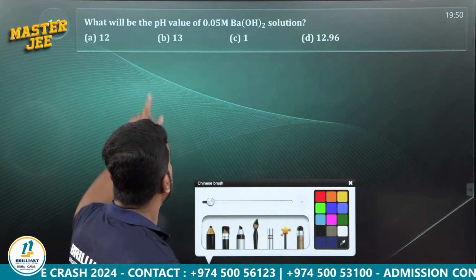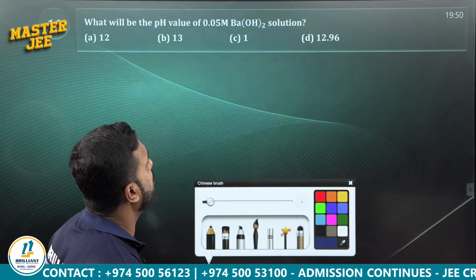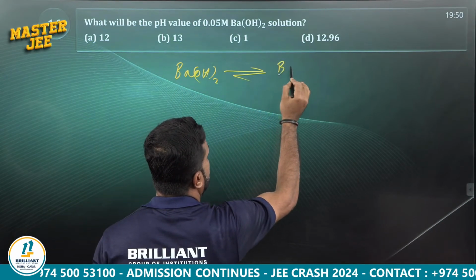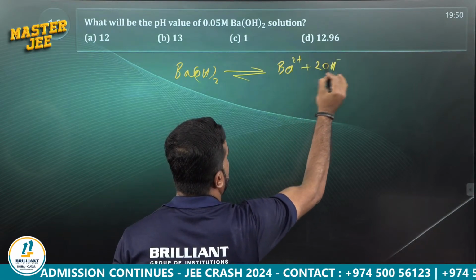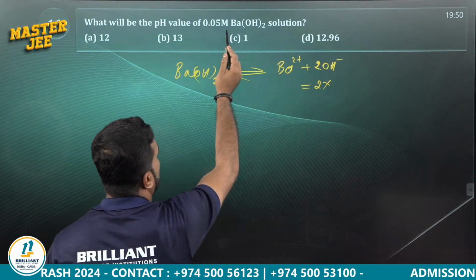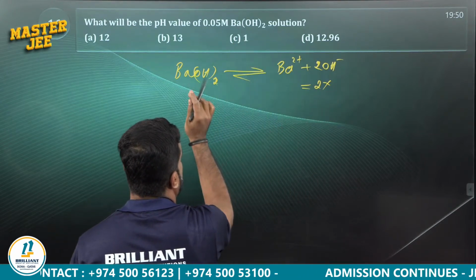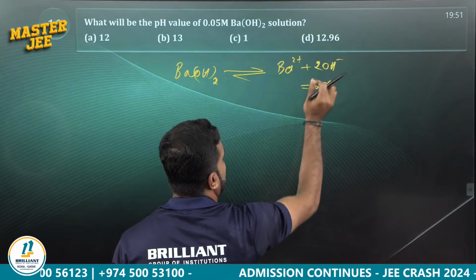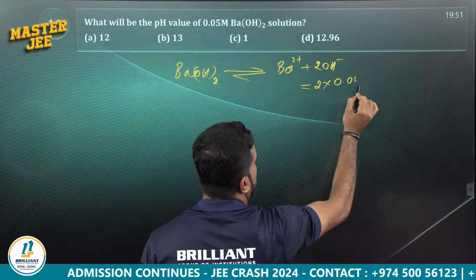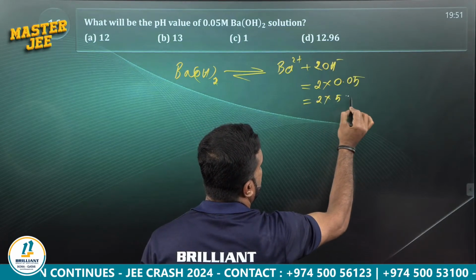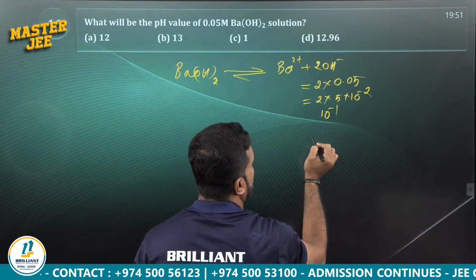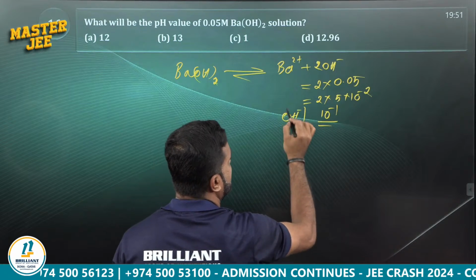So question number 16. What will be the pH value of 0.05 molar Ba(OH)2? Barium hydroxide dissociates to form Ba2+ and 2 OH- ions. Here you have to take the OH- ion concentration as 2 times the given concentration, since 1 Ba(OH)2 gives 2 OH-. So 0.05 molar will give 2 into 0.05, which we can write as 2 into 5 into 10 power minus 2. So 2 into 5 is 10, and 10 into 10 power minus 2 means 10 power minus 1. This is the OH- ion concentration, keep in mind, students.